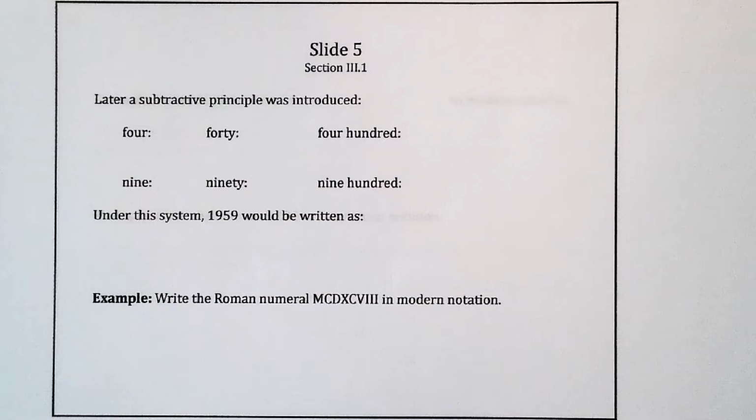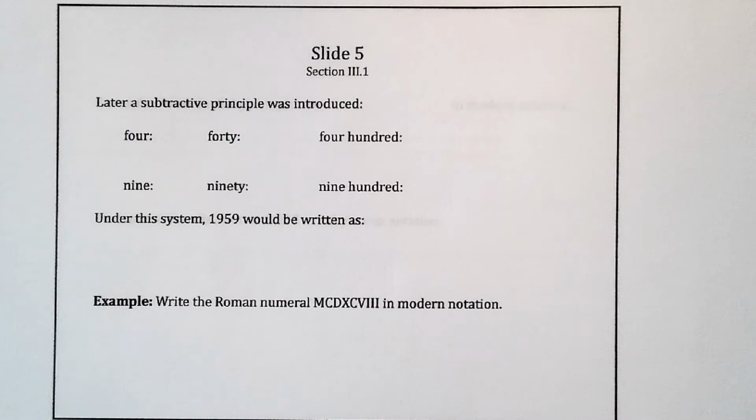So later a subtractive principle is introduced. The basic idea is if you see a smaller symbol to the left of a larger symbol, then you subtract instead of adding. It's a little easier, I think, though, to just memorize the 6 times when this principle is actually used. So you only use it to represent the numbers 4, 9, 40, 90, 400, and 900. So the 4s and the 9s, basically.